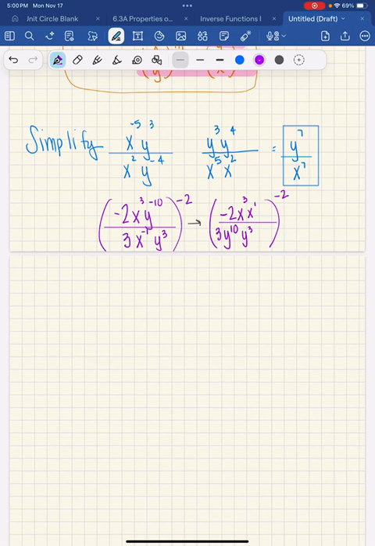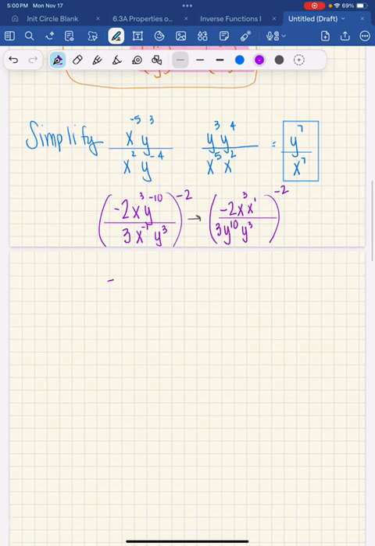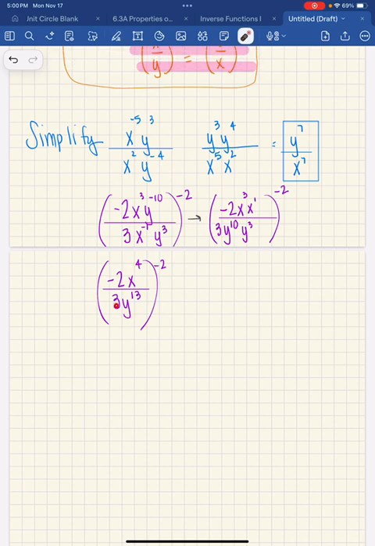I'm going to simplify what's inside. Now I'm going to end up with negative 2x to the 4th over 3y to the 13th to the negative 2 power. Okay, so I have completely simplified the inside of the parentheses. I can't do anything more to that. Ms. Babiak, why didn't you move the negative 2 to the denominator? Because the negative 2, that's not an exponent. An exponent is a power. This is a coefficient.